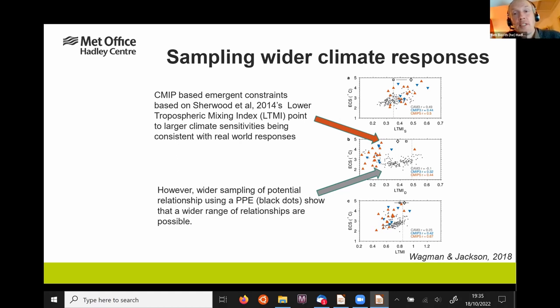So my motivation for this is that I'm really interested in whether there's a potential for us to look at a multi-model PPE approach. I've got a global atmospheric perspective, but we can broaden that out. And in terms of motivation, I've lifted this figure from Benji's paper in 2018.